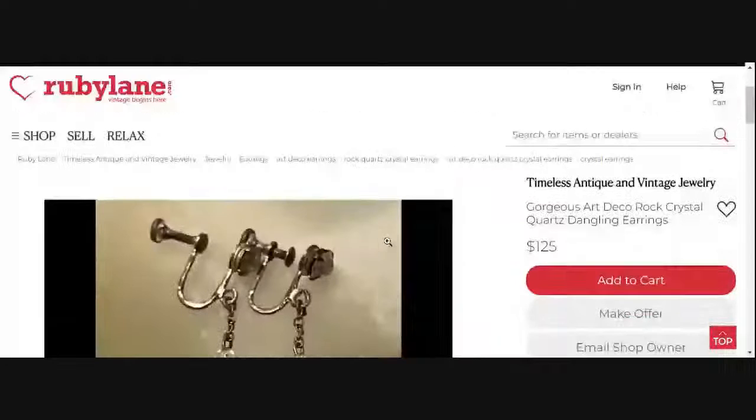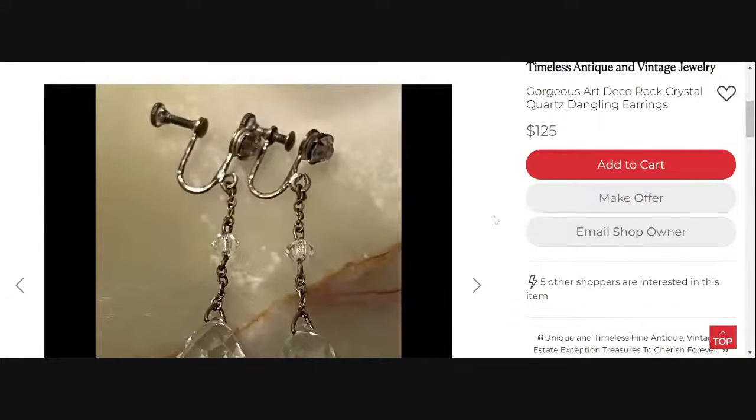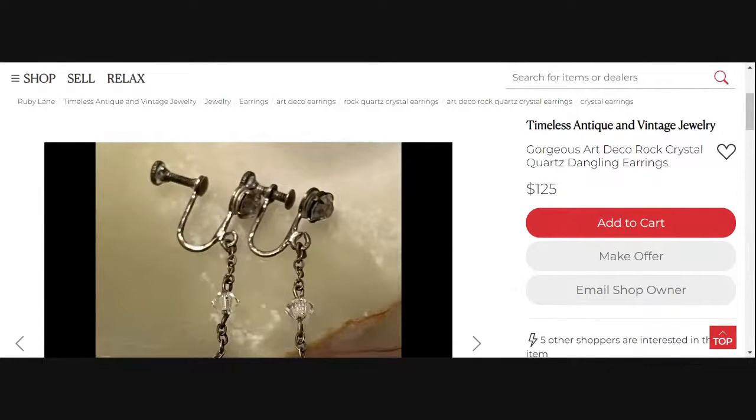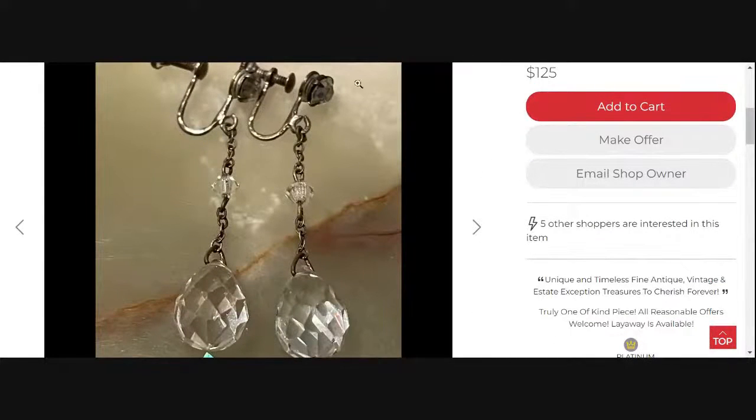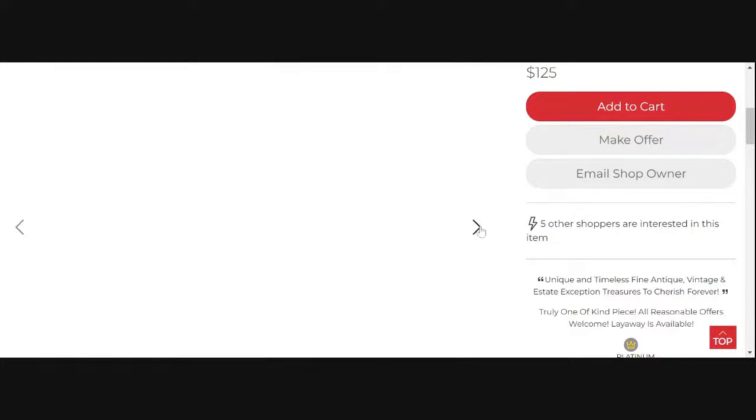Here we go. 125 US. You can make an offer. I do love it when that feature is available. Looks like a few people are interested. Again, this is Timeless Antique and Vintage Jewelry that has this available. And here's what I refer to as the double drop. So it's when you've got that top little bit of sparkle spangle and then an additional drop that holds this down. These would also be really easily convertible if you wanted to turn them into pierced earrings.